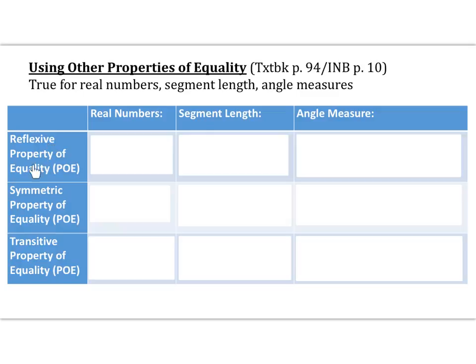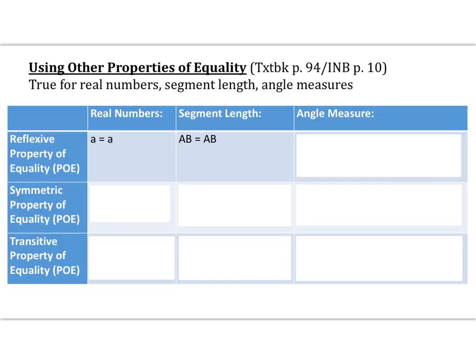For the reflexive property of equality, with real numbers, any value is equal to itself. So if I said 2 equals 2, or 3 equals 3, this is known as the reflexive property. In other words, it's like looking at yourself in a mirror. You see yourself in the mirror, so think of that as a reflection or reflexive property. So whatever you see on one side, it's equal to itself on the other side.